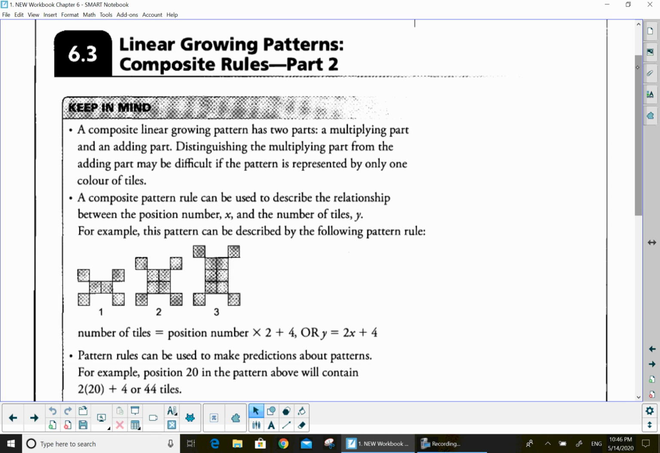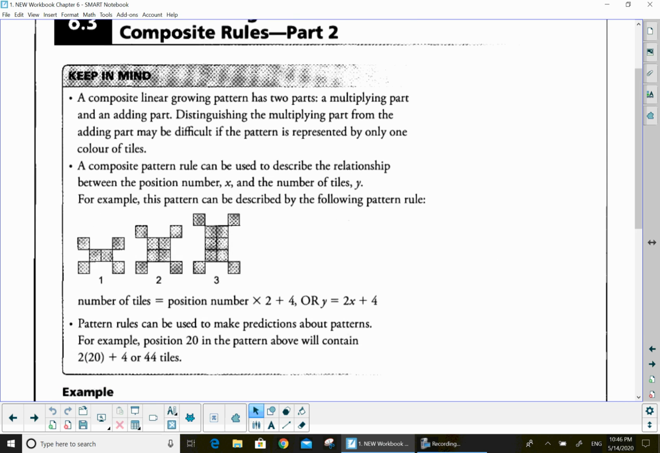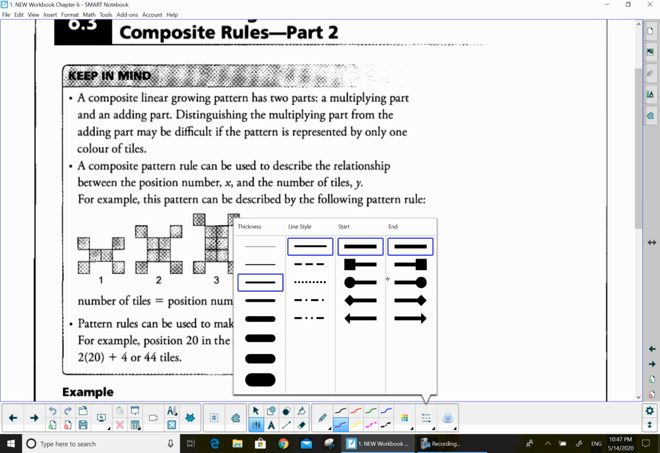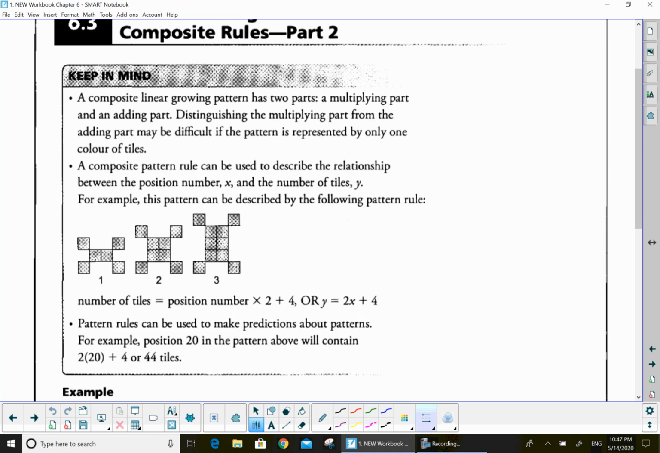So if you look at the introduction in terms of notes, it says the same things that it says in 6.2. We're looking at composite linear patterns. There are two parts that we're going to be able to derive from there: the multiplier and the constant. So there's the multiplying part and the adding part. Remember, we call the multiplying part the multiplier, and the adding part is the constant, the number of blocks that stays the same all the time, and the multiplier is the number of blocks that the pattern increases by.